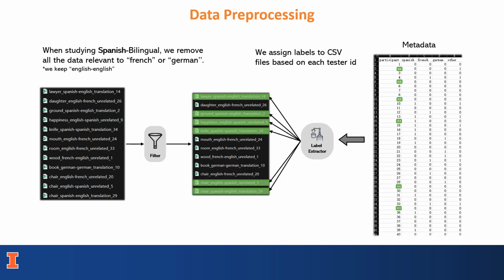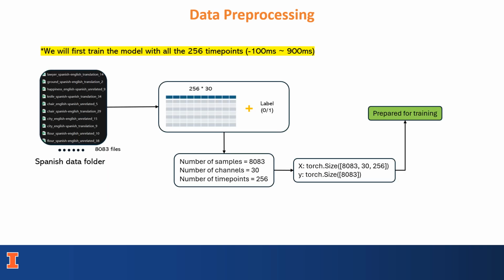Our first step is data preprocessing. We filter the data to retain only relevant language pairs for each bilingual group and assign labels based on participant IDs from the metadata. And the next step, we prepare 8083 EEG samples, each as a matrix with a binary label. And then we transform the data into proper format and ensure they are ready for input into the neural network.